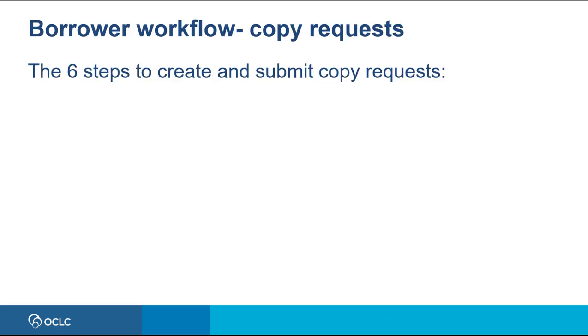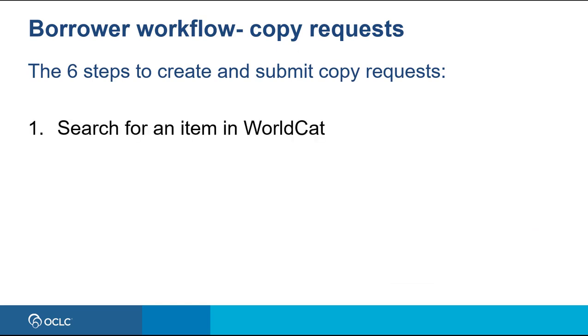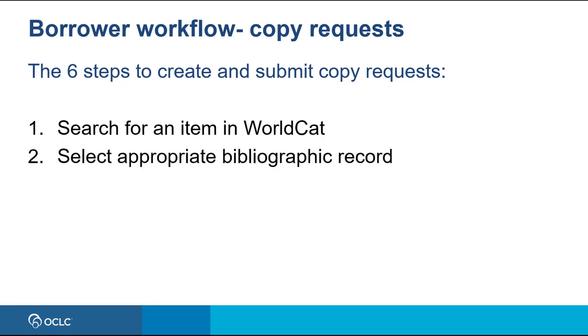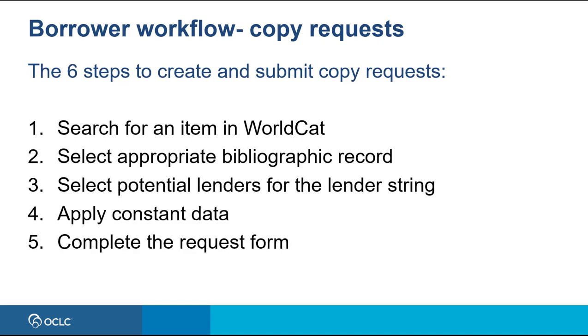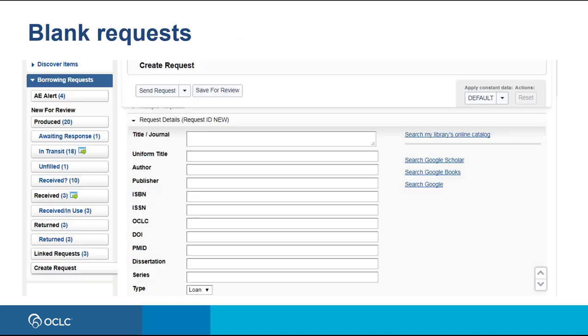There are 6 steps to create and submit copy requests. First, the borrowing library searches for an item in the WorldCat database. Then selects the appropriate bibliographic record. The next step is to select the potential lenders for the lender string. Then apply the constant data, check and complete the request form. Finally, submit the request.